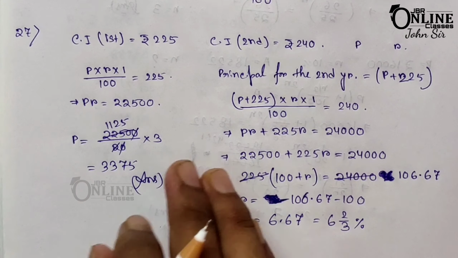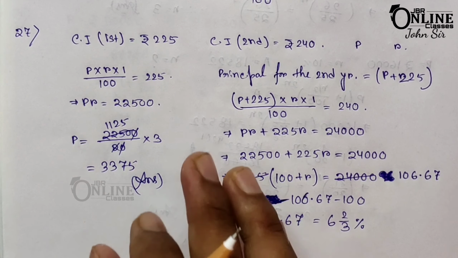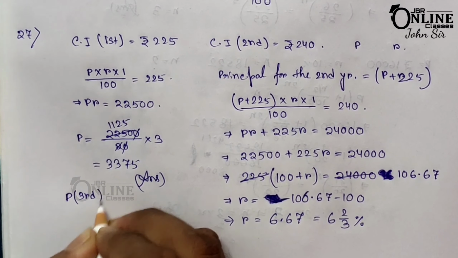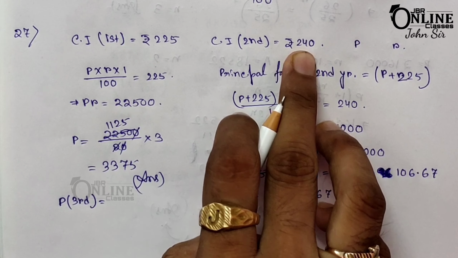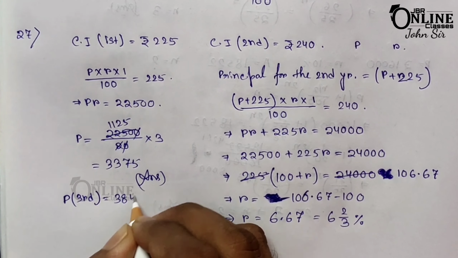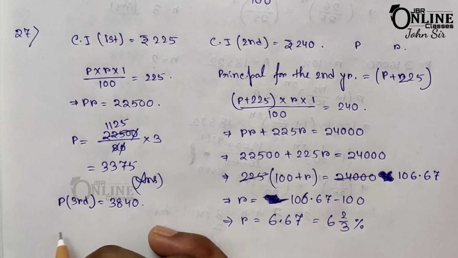Okay, and now we have to find out the interest for third year. To find out the interest, first you have to find out the principal for third year. So here the principal for third year, that equal to this one plus this one plus this one. So that means 3375 plus 225 plus 240, and that equal to 3840. So 3840 is the principal for third year.